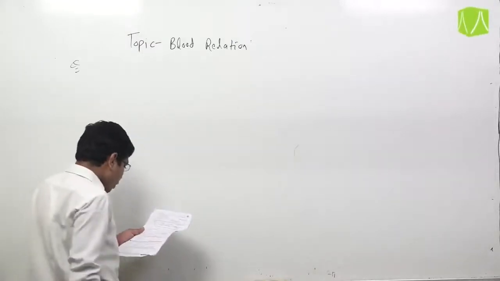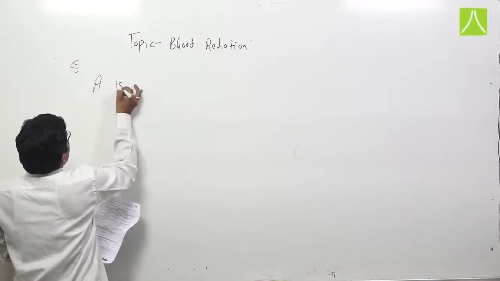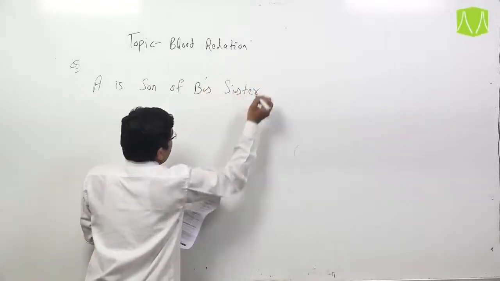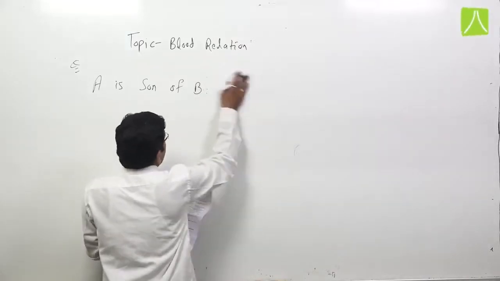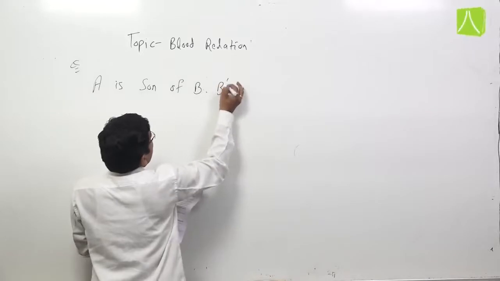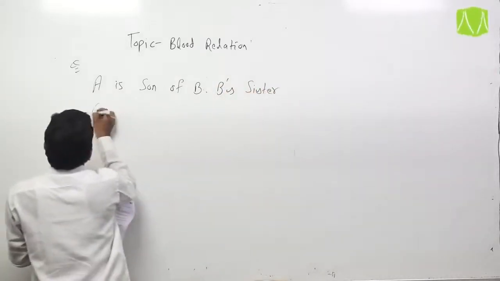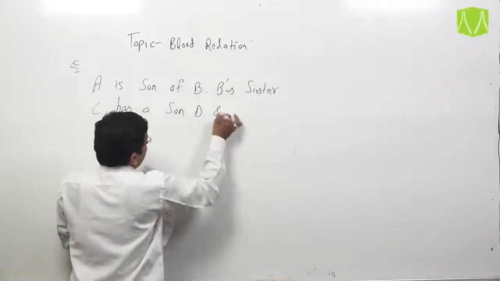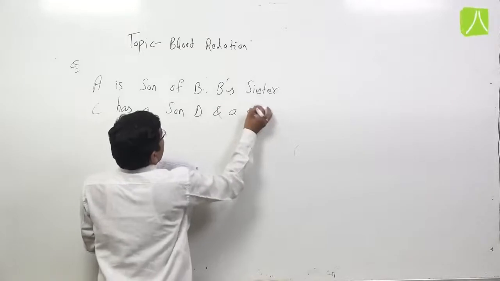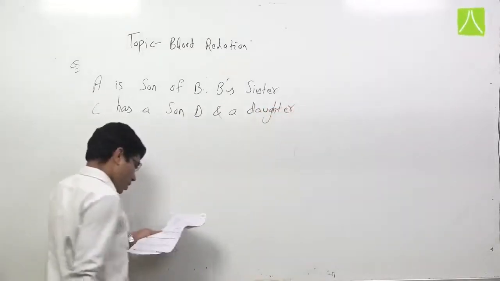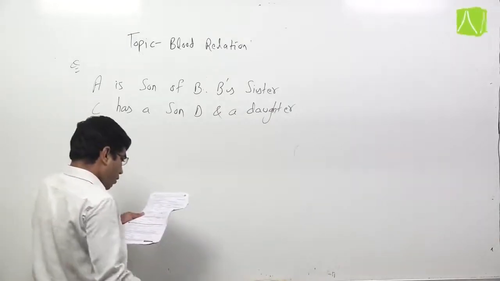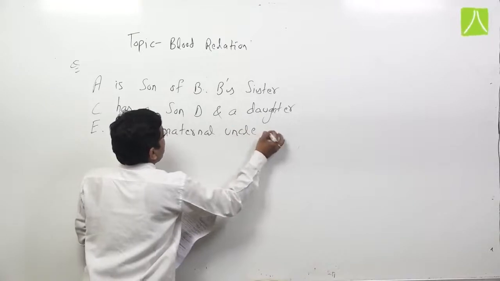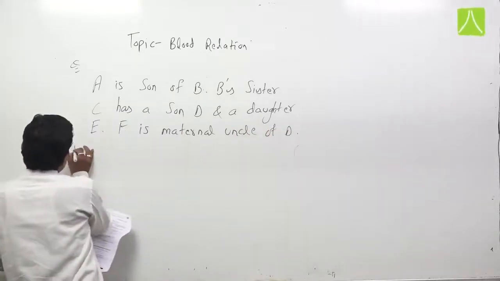Question is, A is son of B's sister. Next line is, B's sister C has a son D and a daughter E. F is maternal uncle of D. According to this, we have to answer two questions.